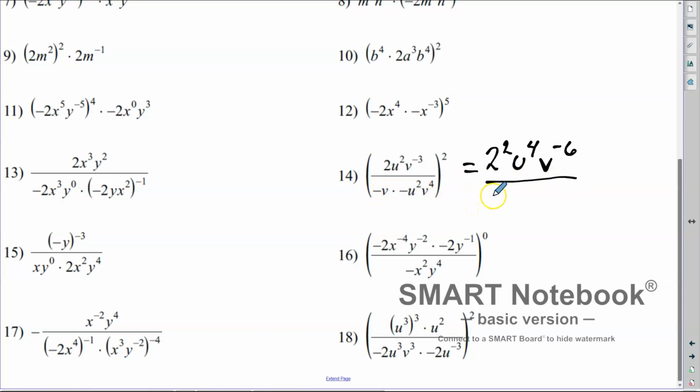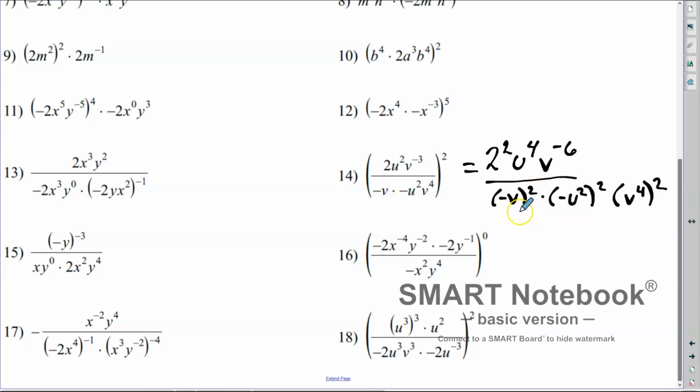this is negative v squared, okay, times negative u squared squared, okay, and then we have v to the 4th squared, okay. Now notice that these I took care of, multiplied it pretty quickly, okay, it didn't look too messy. Down here it got a little messy, so I didn't multiply it just yet.